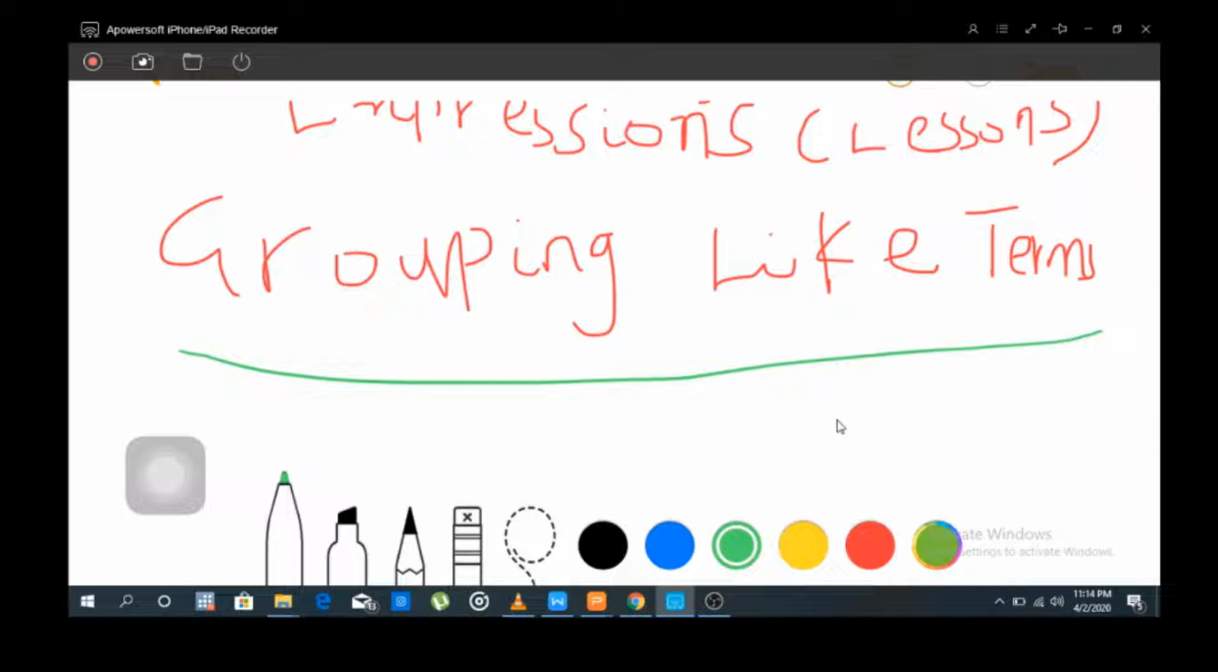Okay, so from lesson 1 and 2, we've touched on what terms are, what expressions are. So when we see algebraic expressions, we know what we are talking about. When we see terms, we know what we are talking about. So just a quick recap. We said terms are separated by signs of operation.